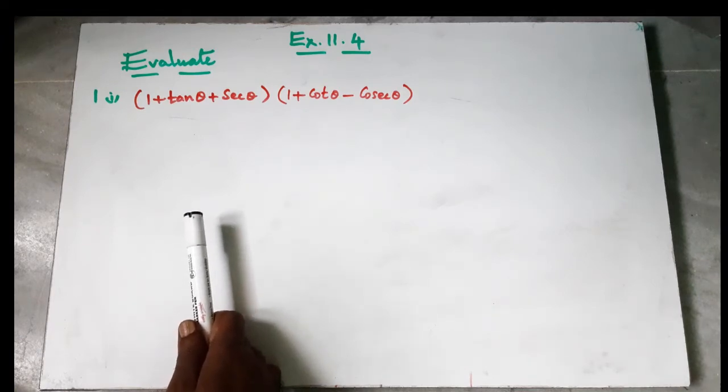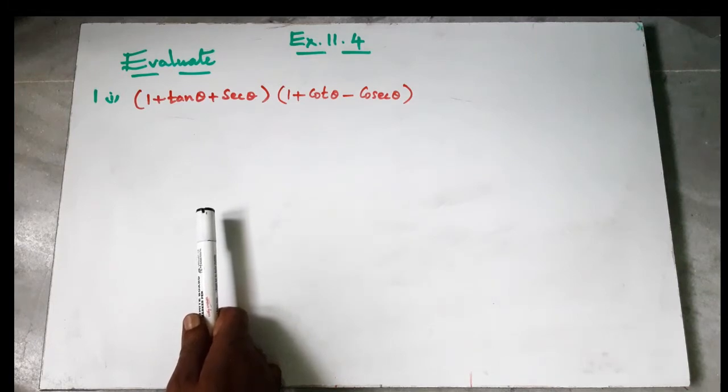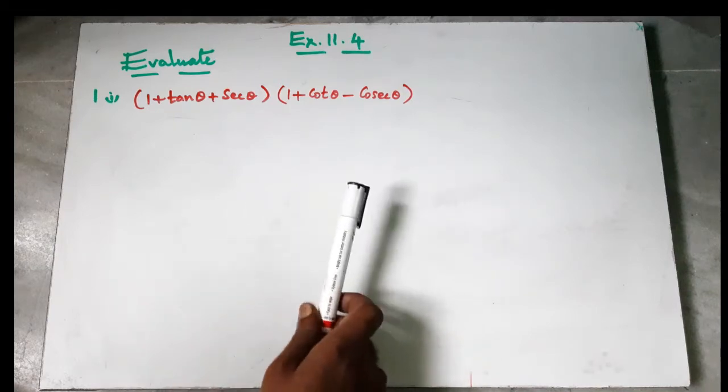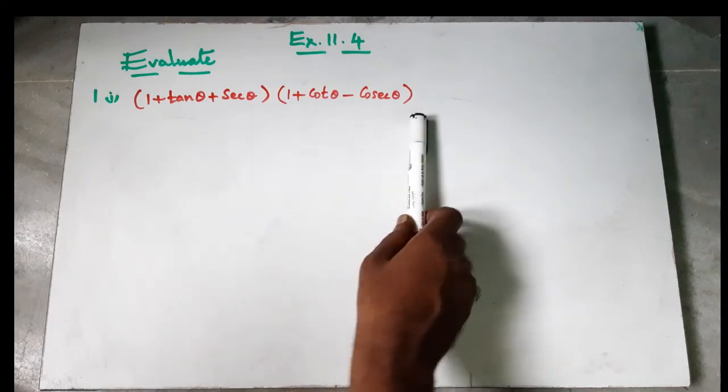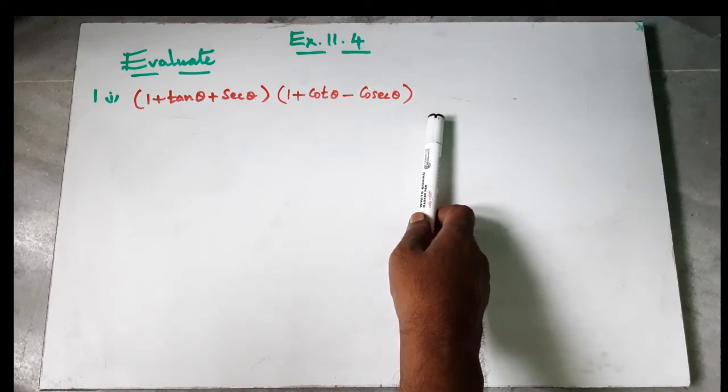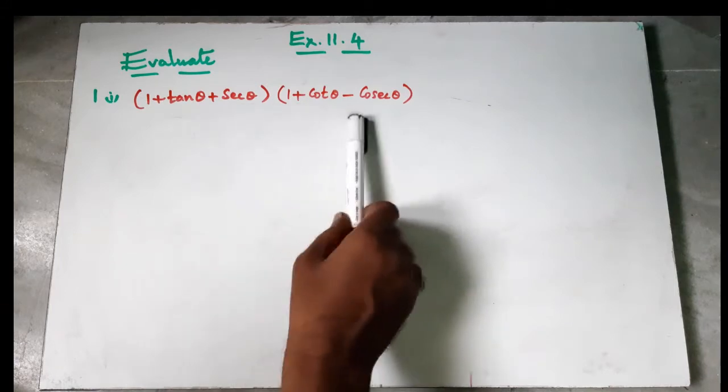In the previous videos we have learnt about the trigonometric identities as sin square theta plus cos square theta is equal to 1, cosec square theta minus cot square theta is equal to 1, and sec square theta minus tan square theta is equal to 1. So based on those three identities we are going to solve these type of problems, and how we are going to insert those trigonometric identities in such type of problems.